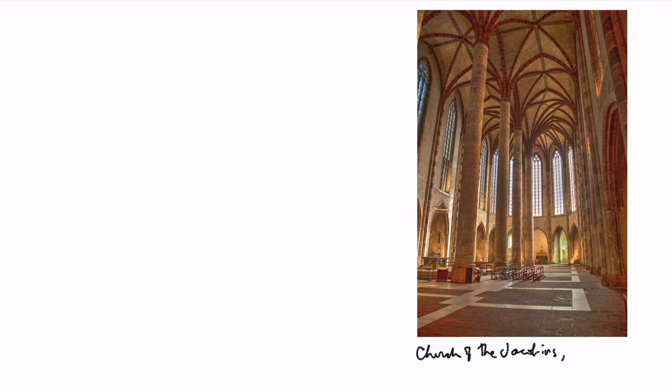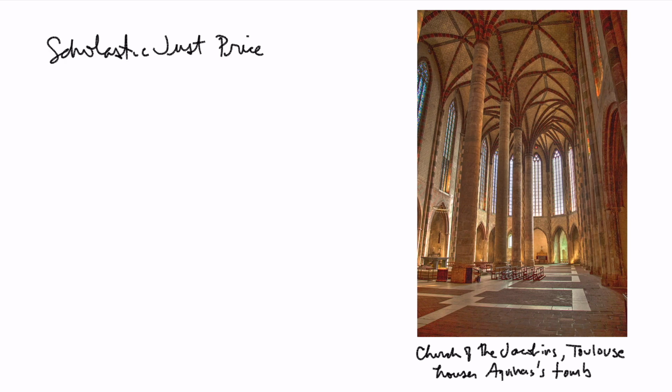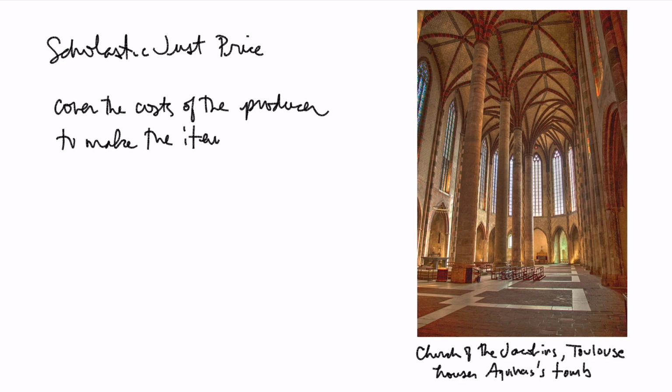To begin a discussion of price and value, I'm going to return to the scholastics' theory of just price introduced earlier. According to the scholastics, a just price has two sides. It must cover the cost of the producer to make the sale item, or more temporally accurate, allow him to make another, and it must account for the need on the side of the buyer.